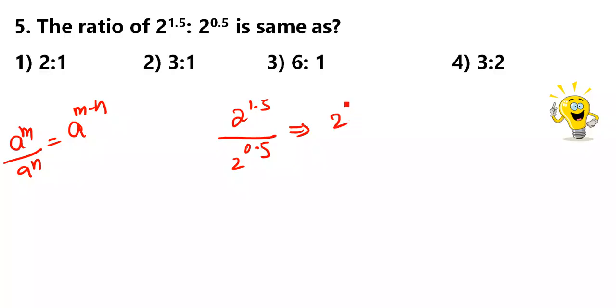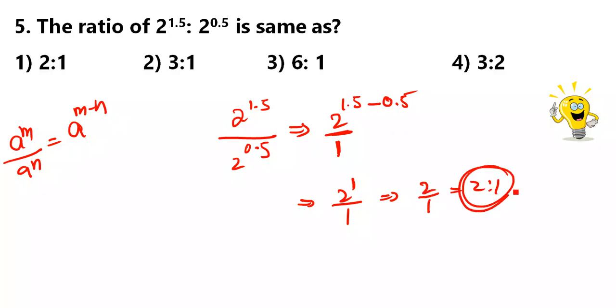So 2 power 1.5 minus 0.5. And if there is no denominator, it means 1 is there. Right, and now 1.5 minus 0.5 is how much, guys? 1. And 2 power 1 is what? It is 2. So 2 by 1 is what? It is 2 is to 1. So that's why option 1 is the right answer. You can say it easily, no issue. Clear, guys, all of you?